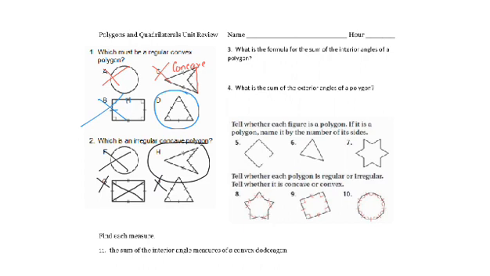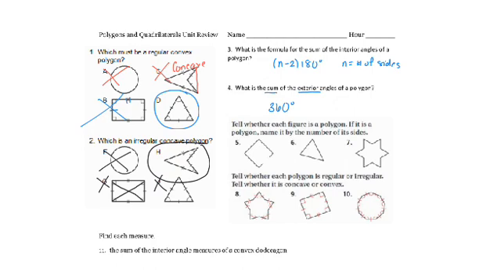Number 3, what is the formula for the sum of the interior angles of a polygon? So if you want to add up all the interior angles, what will it equal? Remember, you take n minus 2 and you multiply that by 180, and n is equal to the number of sides. Number 4 says what is the sum of the exterior angles of a polygon? So the angles on the outside, and that's always 360 degrees, no matter how many sides it has.